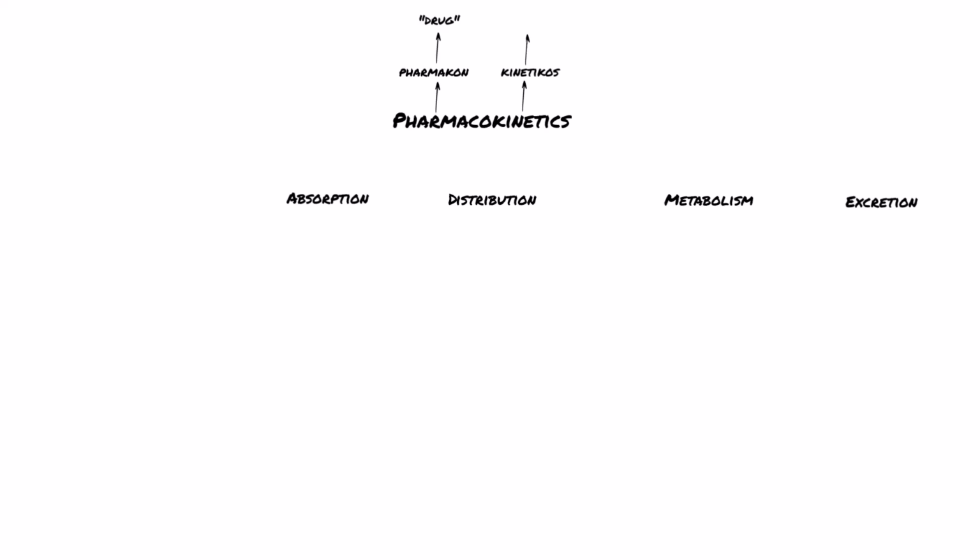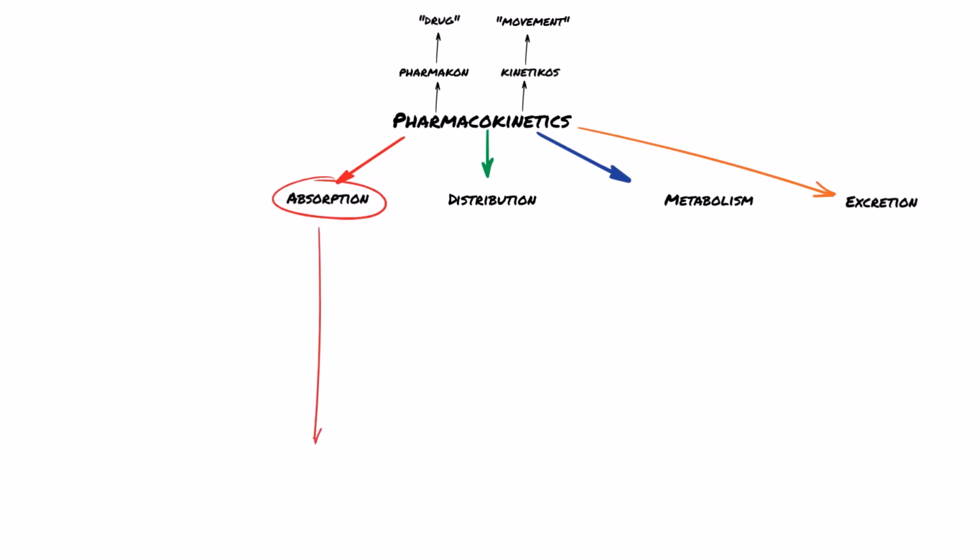At its core, pharmacokinetics is the study of a drug's life cycle within our bodies, encompassing four main stages: absorption, distribution, metabolism, and excretion. The term pharmacokinetics is derived from two Greek words, pharmakon, meaning drug, and kinetikos, meaning movement. Essentially, it provides us a clear picture of how the body handles a drug through absorption, distribution, metabolism, and excretion. The first step in the process is absorption. This is how the drug enters your bloodstream.